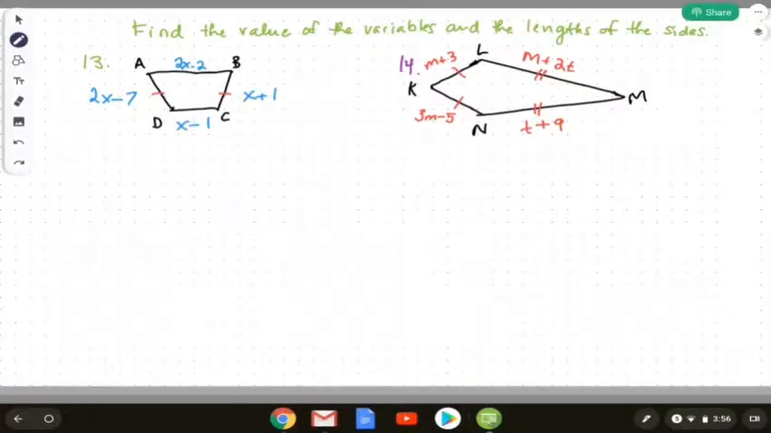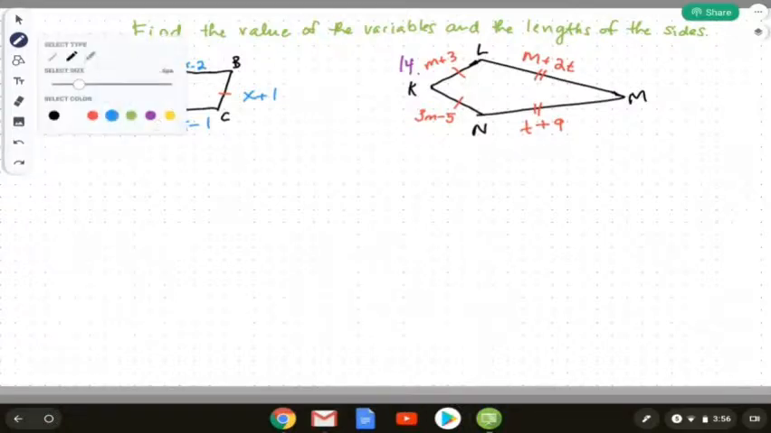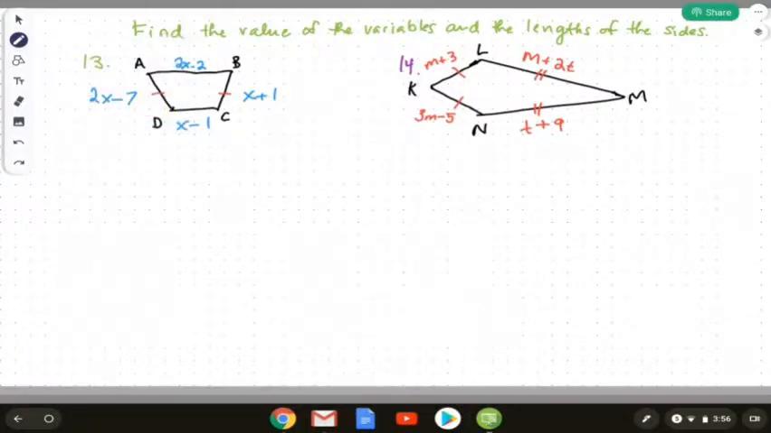All right, now these next two problems, we need to find the value of variables and the lengths of the sides. So how we do this is going to depend on what the figure is. The first one we're looking at is an isosceles trapezoid. I need to find the value of x first. The way that I'm going to do that is to compare the two sides that are congruent. So I'm going to do 2x minus 7 equals x plus 1.